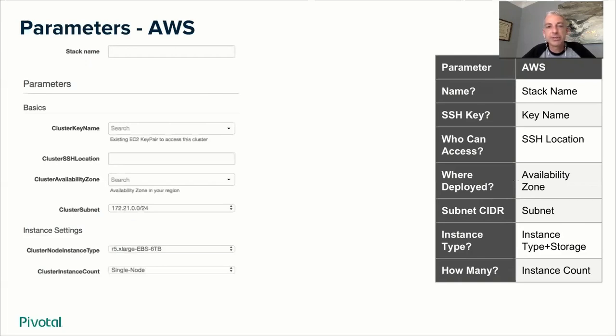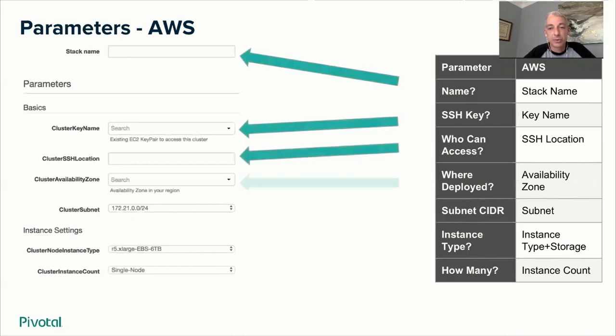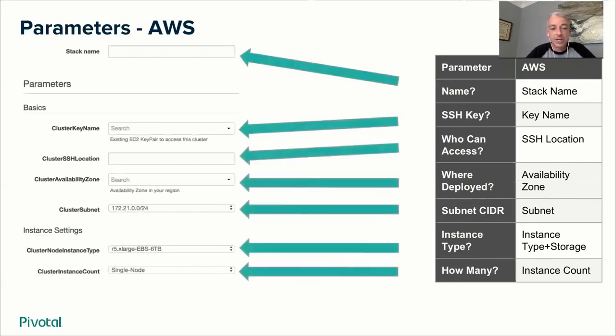So this is the Amazon user interface, and this is the CloudFormation user interface, and it has stack name instead of deployment name. But other than that, all these other parameters are pretty much the same. As you can see, they're just who can access, where you want it deployed, that subnet CIDR, and then the instance type and how many.